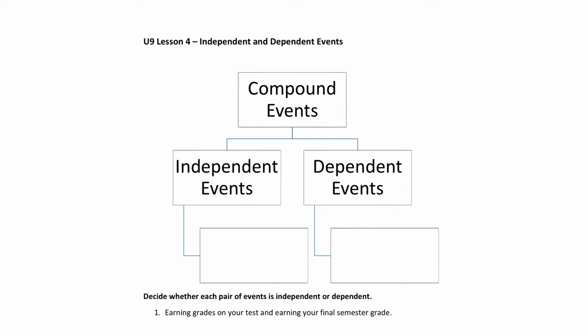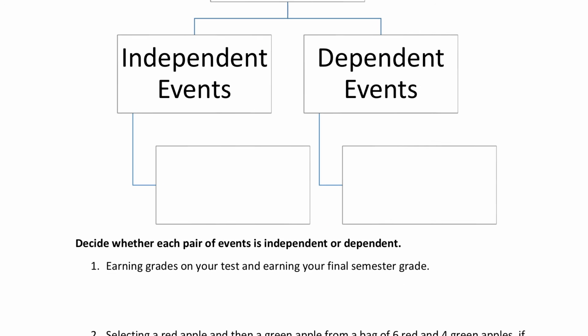Now, within compound events, there's two different ways for it to happen. There's what we call independent events and dependent events. So let's talk about the difference in these. In independent, this is with replacement. This is where you're going to put it back. You're going to put the card back. You're going to put the marble back. Whatever, you're going to put it back. You'll see as we go through here.